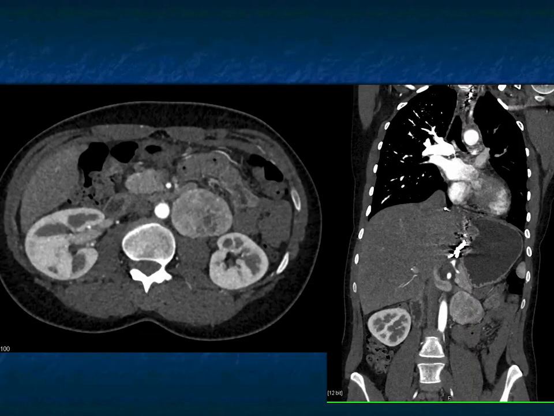In this case, we see a large mass in the left paraaortic region that's vascular. When you look at the coronal view, it's beneath the level of the adrenal gland. If it was adrenal, then I would have said a pheochromocytoma, right? You could have considered a primary adrenal cortical carcinoma, but when it's very vascular and well-defined, it's typically a pheo. You might ask if this patient was hypertensive, and indeed they were.